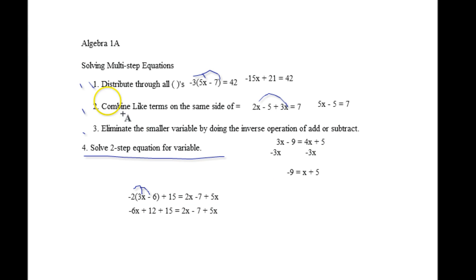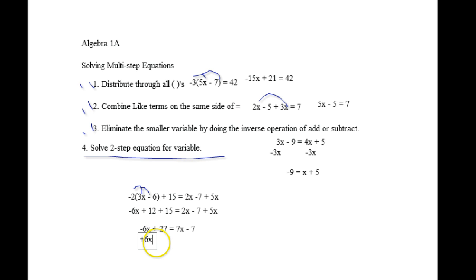Then I would go to the next step and ask, can I combine any like terms on the same side? I can combine the 12 and the 15 over here and I get negative 6x plus 27. And I can combine the 2x and the 5x and get 7x minus 7 over here. Then I would get rid of the smaller variable next, because it's eliminating the smaller variable. When you eliminate, you're not getting rid of x forever, you're just limiting x down to just one term right now.